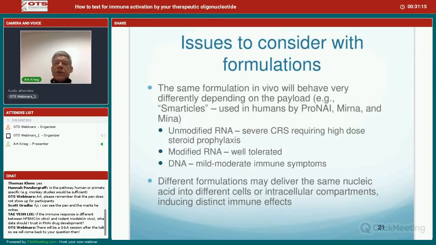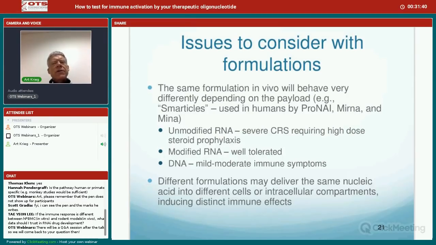As they saw in the clinic, and this is all public information, was fairly significant cytokine release syndrome that they had to use pretty high dose steroids as prophylaxis for patients to give that safely. The same formulation with a modified RNA by Mina apparently has been well tolerated. And the same formulation with the DNA being developed by Pronai, they had some mild to moderate symptoms.